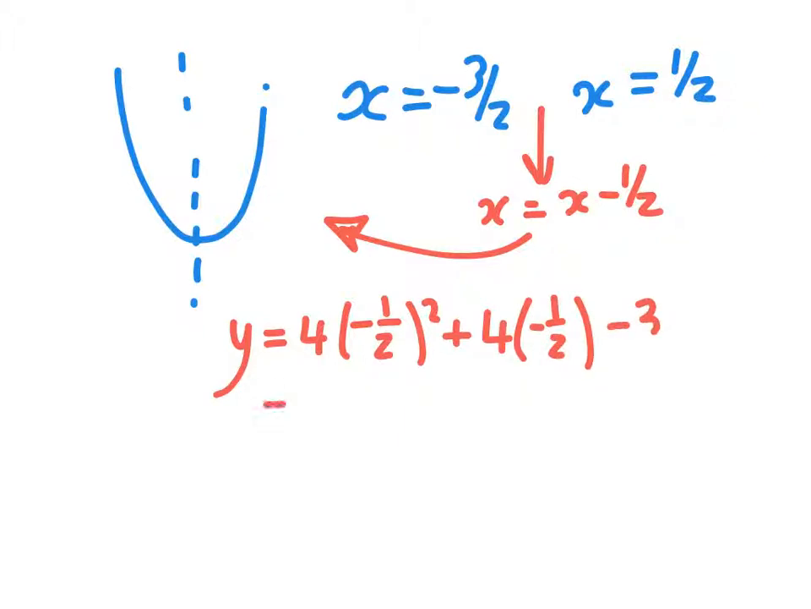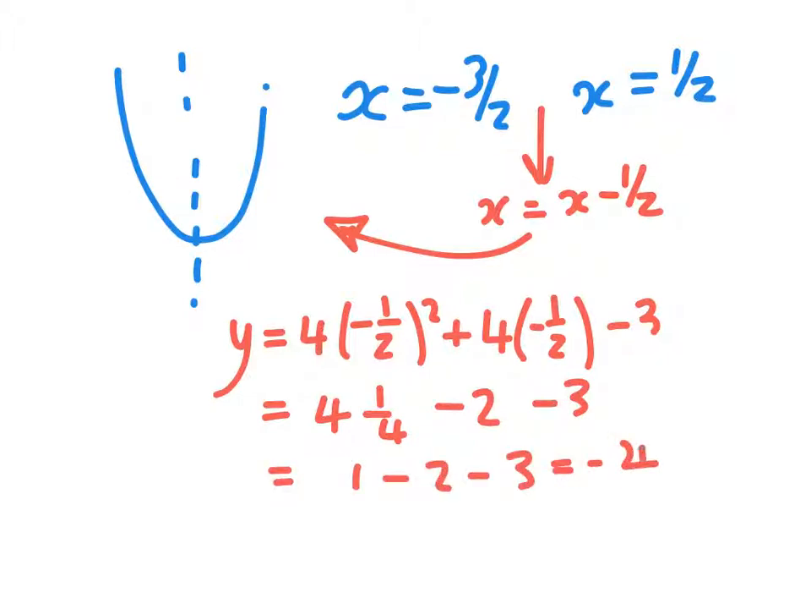Now, -1/2 squared is a quarter. 4 times negative half is negative 2. 4 times a quarter is 1. So 1 take away 2, take away 3, gives us negative 4. So the turning point is negative a half, negative 4. Nobody actually got that. So check it again.